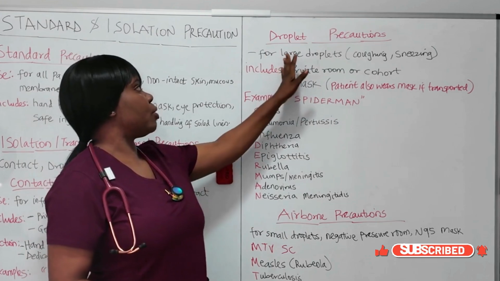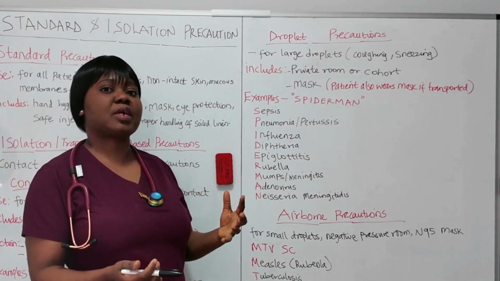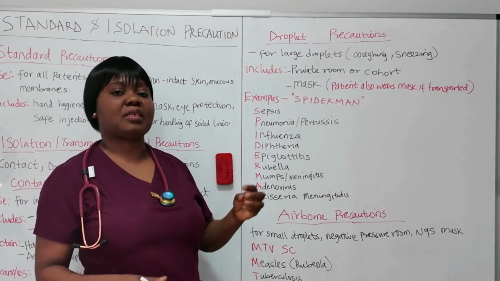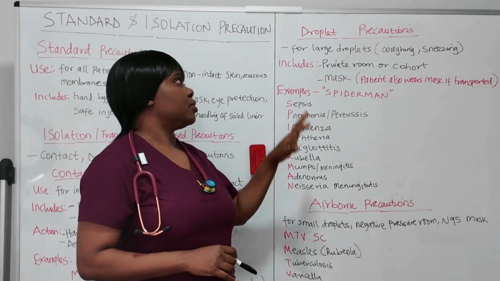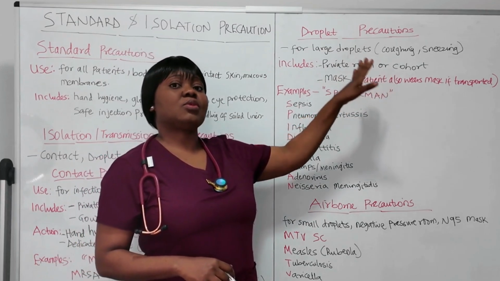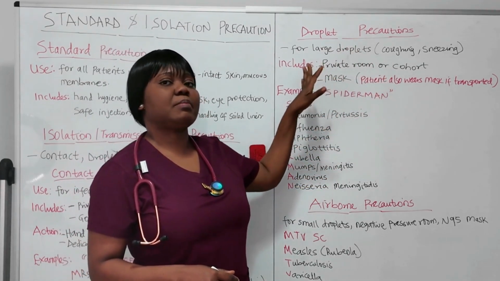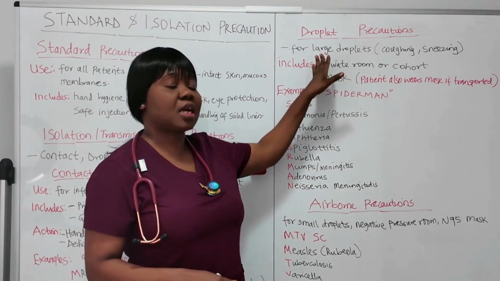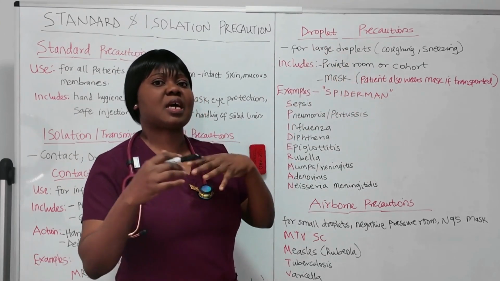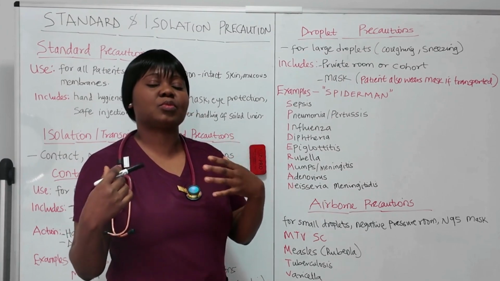The second one is droplet precaution. This is the precaution we use for infection that are spread through large droplets, like through sneezing, coughing. For droplet precaution, you have to nurse the patient in a private room or also cohort, like in contact. You need a mask. So this is unique. You don't need a gown for droplet, except the patient has something, maybe there's something on the skin or anything that has to do with bodily fluid.